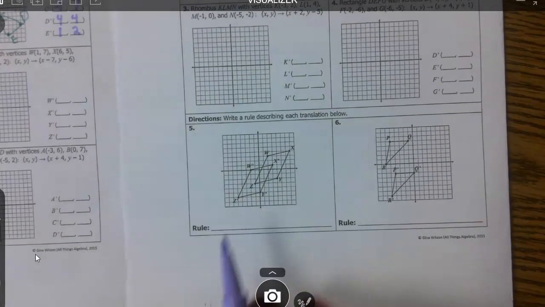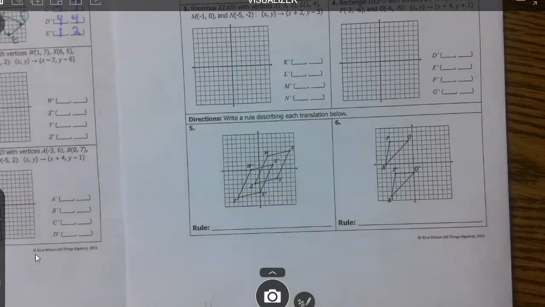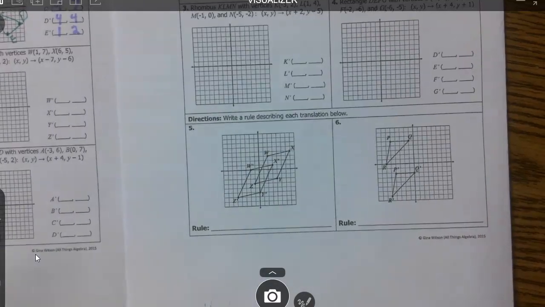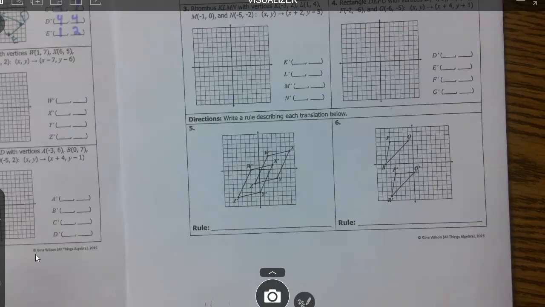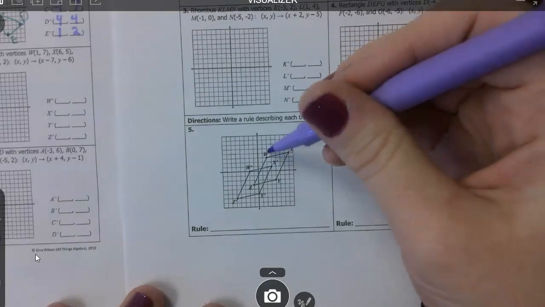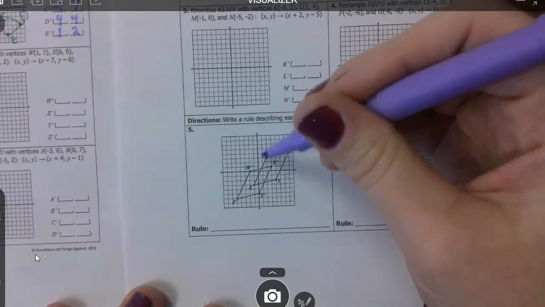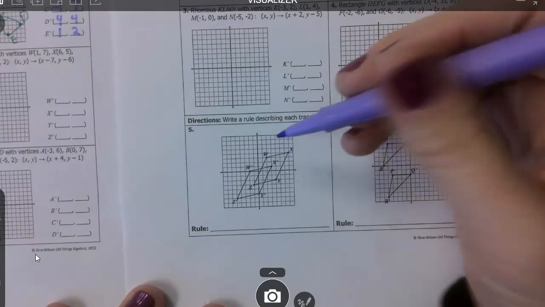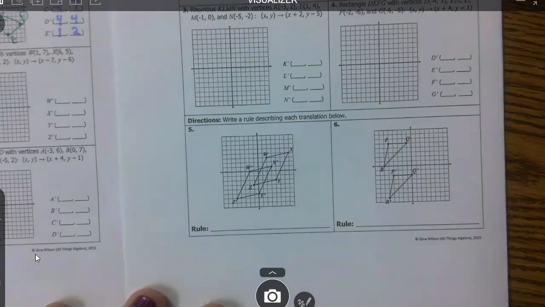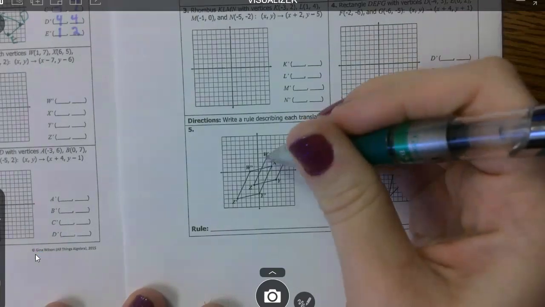On number 5, the shapes are drawn for us, and I'm supposed to write down the rule. Do you remember doing this from yesterday? I hope so. We're going to start at W, because this is the pre-image where we start, and we're going to find out how far we moved to get to W prime.